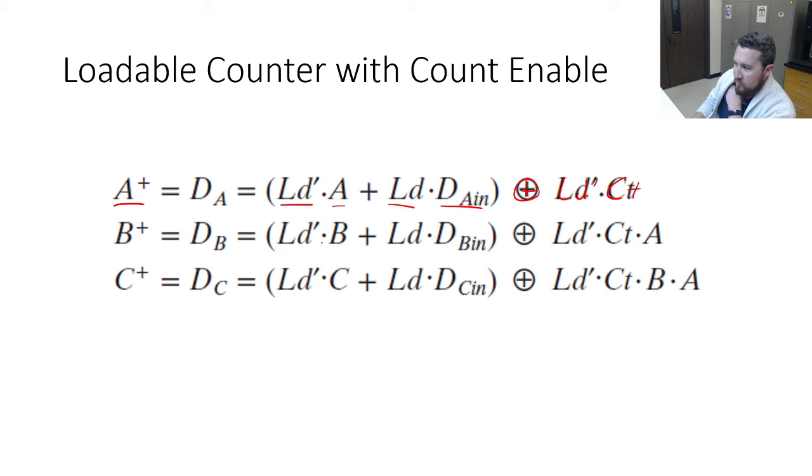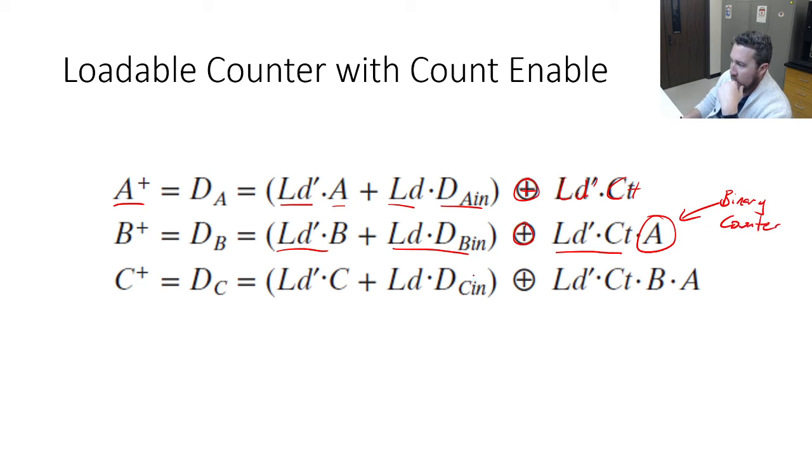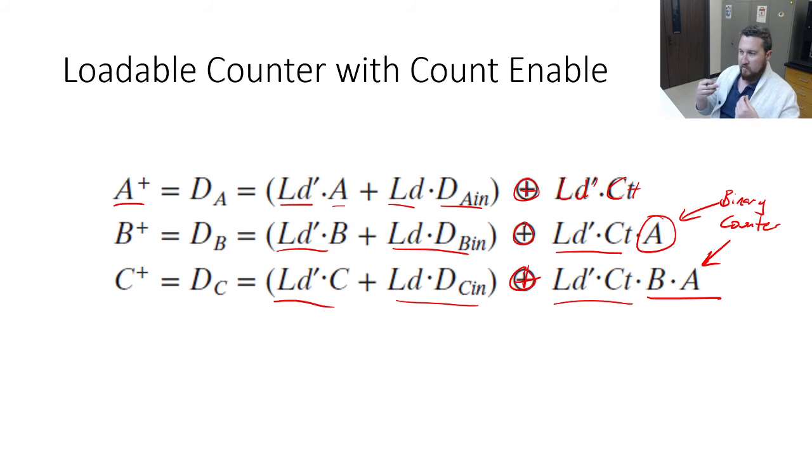And then for B, we've got load B and then load. So this is all going to be the same, right? Not load prime and B, load D_B, XOR LD prime and count and A, right? This is the same thing as the binary counter, right? And then on C plus, we've got LD prime and C, or LD and D_C, XOR LD prime count and B and A, just like it was in the binary counter. So you can still see the presence of that counting behavior in the equations, hopefully.